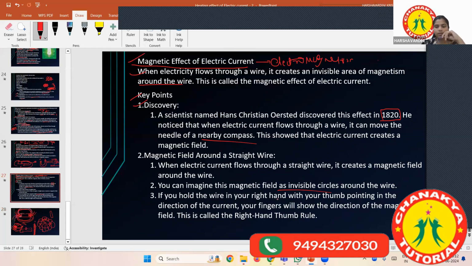If you hold the wire in your right hand with your thumb pointing in the direction of the current, your fingers will show the direction of the magnetic field. This is called the right thumb rule. It's very important, though out of the standards, but still you can learn it. Can you say that again?